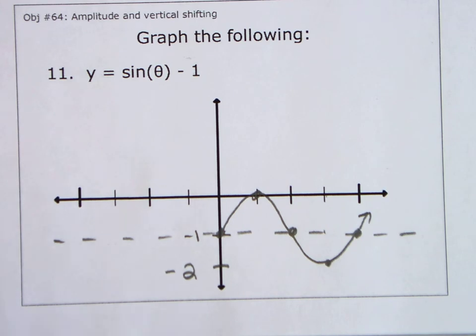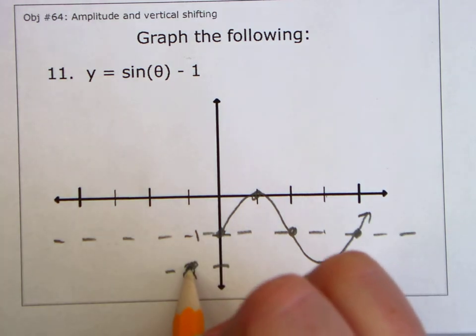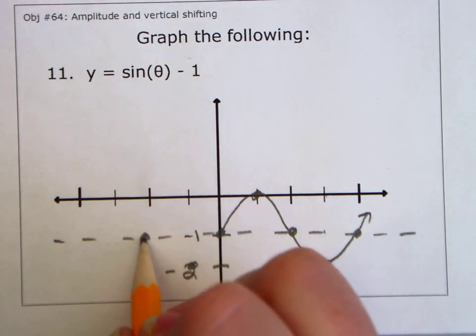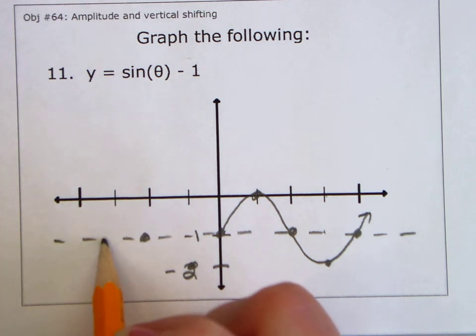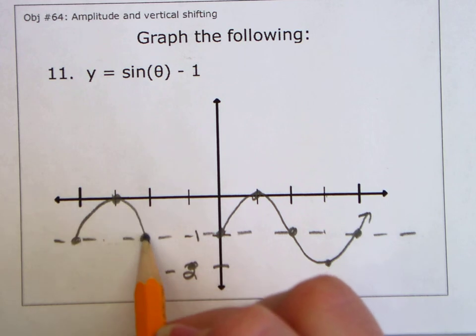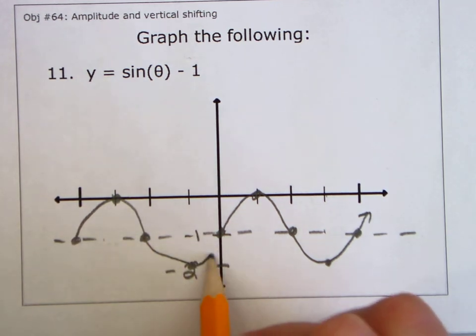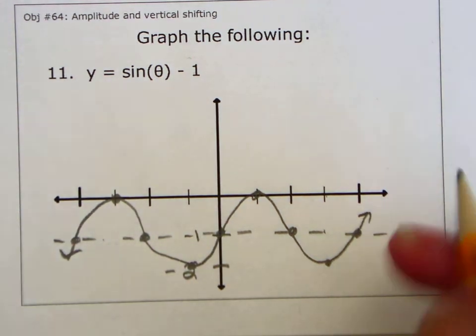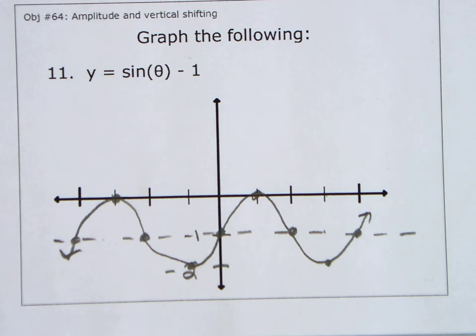Then we can do the negative side. It goes down 1 from my dotted line, 0 on my dotted line, up 1 from my dotted line, 0. And that's the curve. All right, let's do another one. Again, pause the video and try this one on your own.